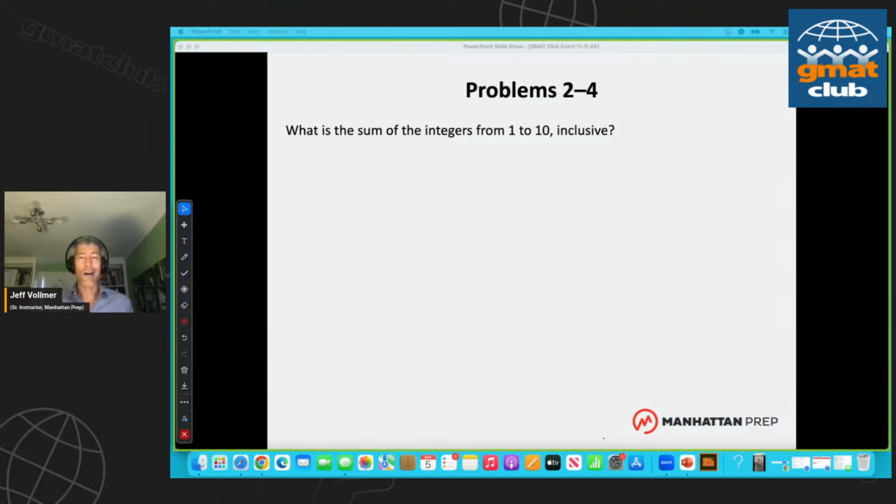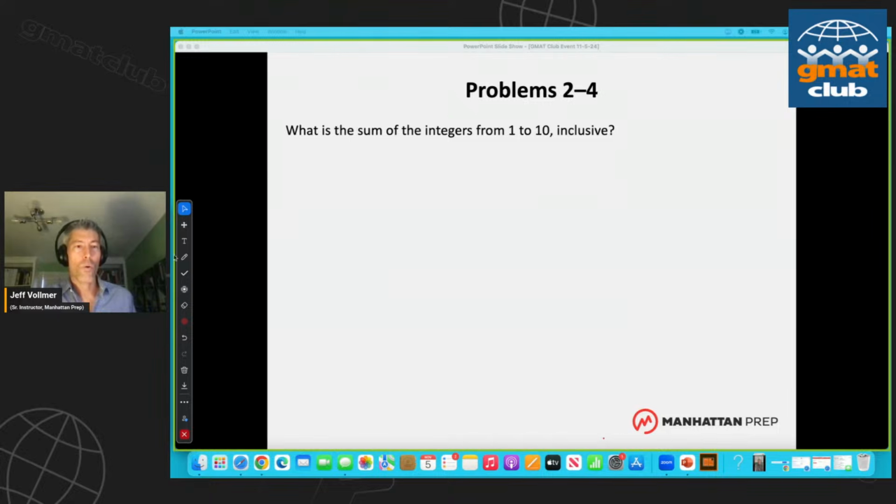Adding up the integers 1 through 10 is something you could just do by hand. But I want to show you a shortcut for these types of problems, because there are going to be potential sums where doing them manually is not feasible in the amount of time we have on this exam. So I want to show you a potential shortcut.